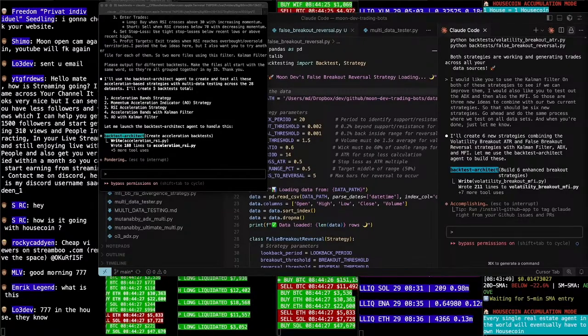So it's building 6 strategies on the right side. Five strategies on the left. We've got 11 strategies going.